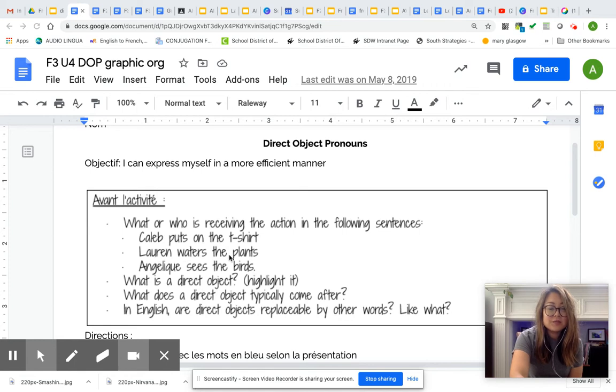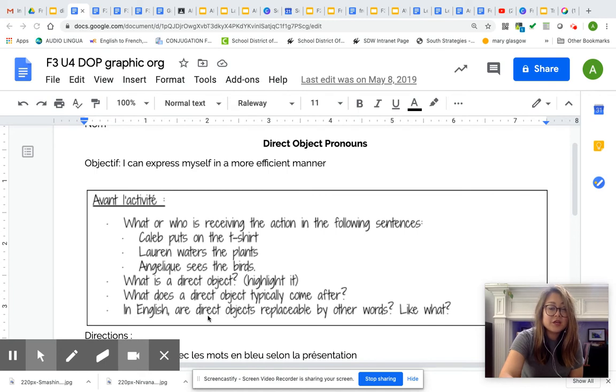Lauren waters the plants. So the action in this sentence is waters, and the thing that's being watered, or the thing that's receiving the action, is the plants. Angelique sees the birds. So we see that the verb here is sees, and the thing that is being seen is the birds. So what is a direct object? It's the thing that receives the action, and we can highlight these things right here. The t-shirt, the plants, the birds. What does a direct object typically come after? We can see that it comes after a verb.